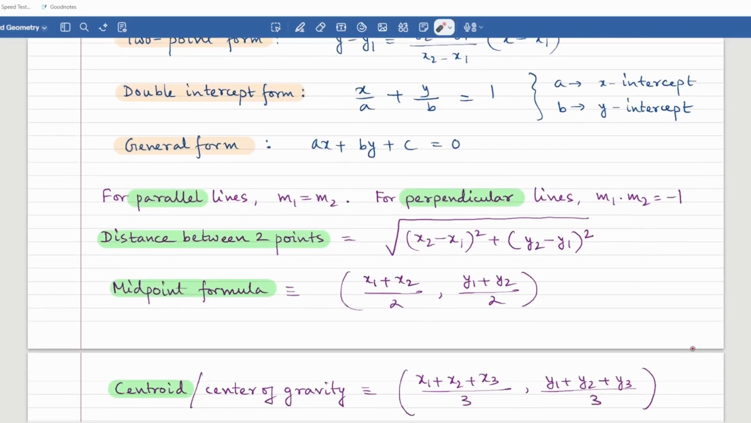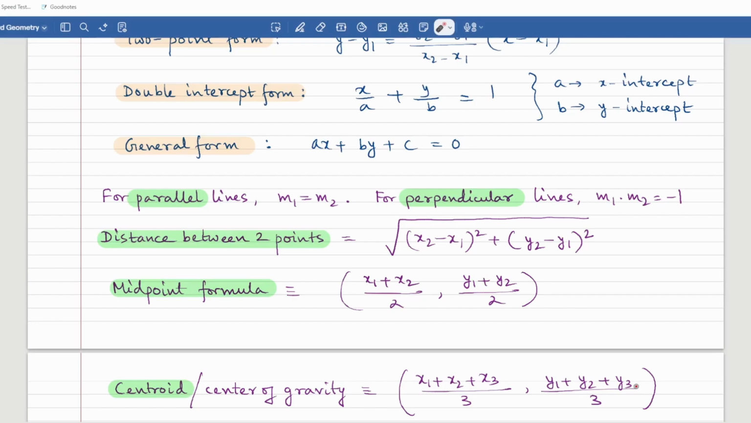The centroid or the center of gravity of a triangle is given as (x1 plus x2 plus x3) by 3 and (y1 plus y2 plus y3) by 3. I hope you know that the center of gravity is basically the point at which the entire mass of a body is concentrated. The center of gravity lies at the point of intersection of the medians, and each of the medians divides itself in the ratio 2:1.